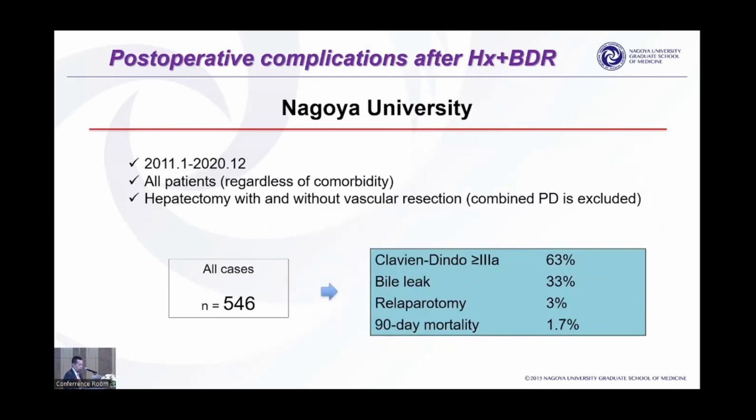In Nagoya University, 46 patients underwent hepatectomy with and without vascular resection between 2011 and 2020. Clavien 3A was developed in 63%, and bile leakage was 33%. These incidences were similar to the benchmark's value. However, laparotomy and 90-day mortality rate in our cohort were much lower than the benchmark value.